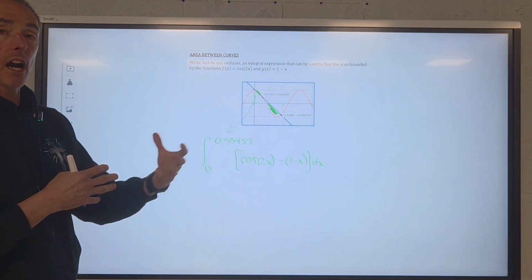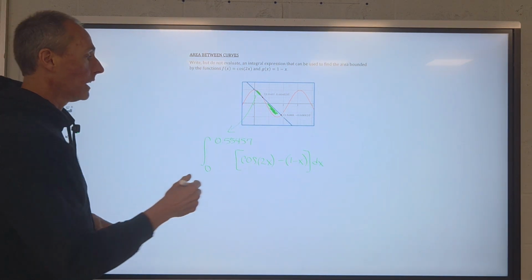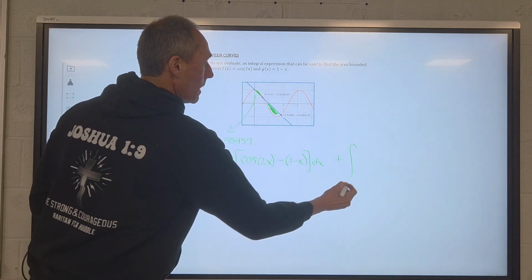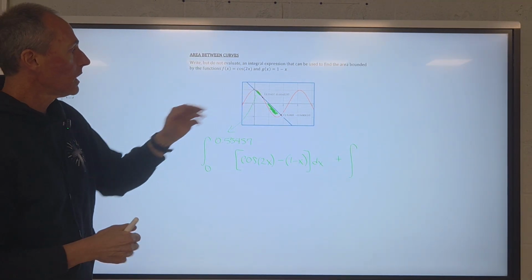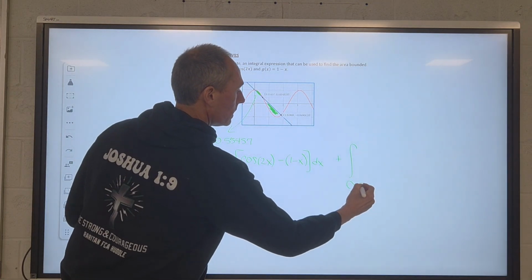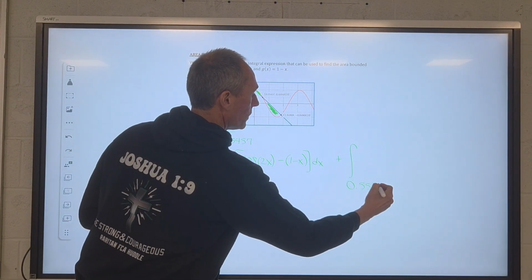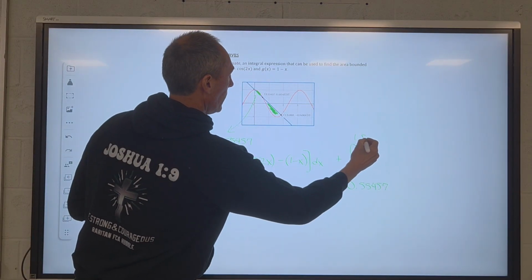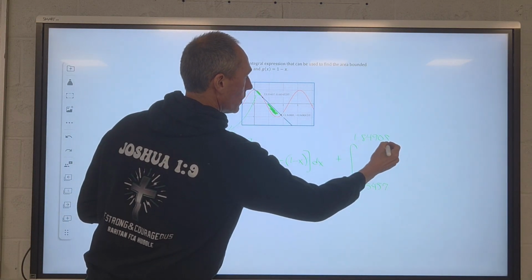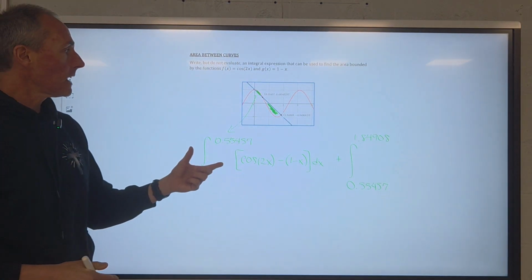To get the other region, we have to add that to what we already have. But now the intersection points change a little bit. We pick up where we left off, 0.55457, and then we go to 1.84908.